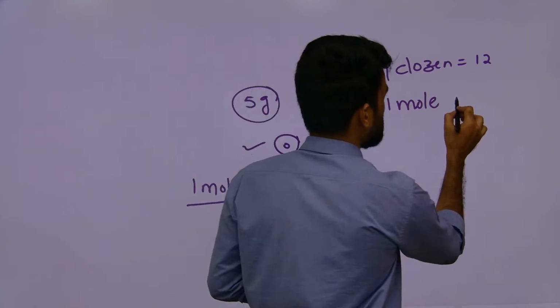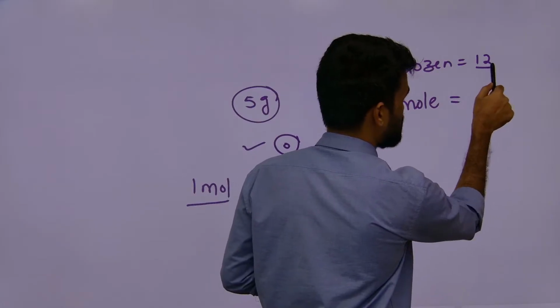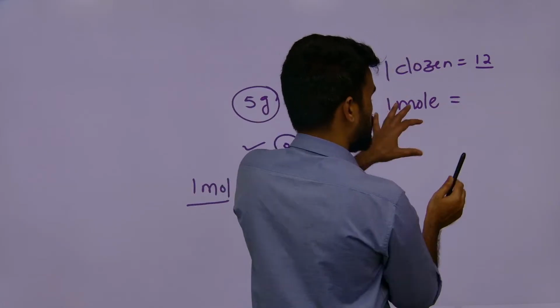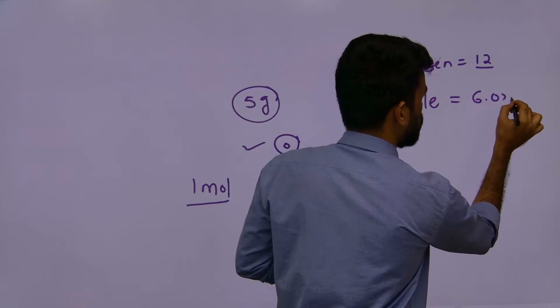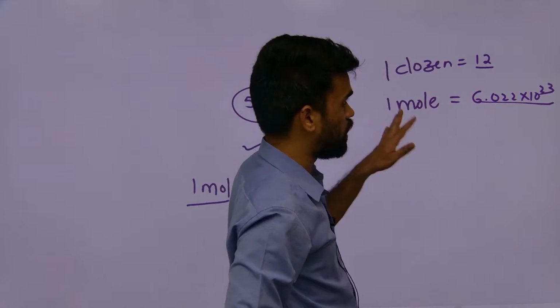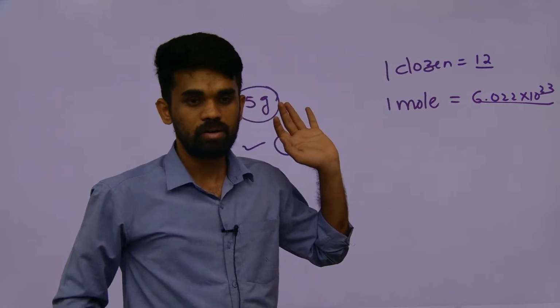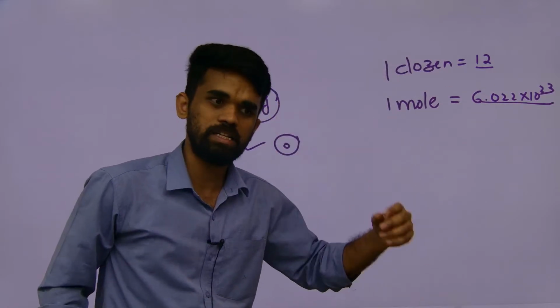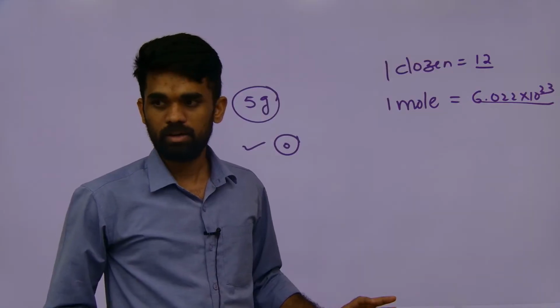Here we have a fixed number, 12, no? In chemistry, 1 mole means 6.022 × 10^23. So by default, you should get that 1 mole means this many atoms or particles, whatever they are asking.